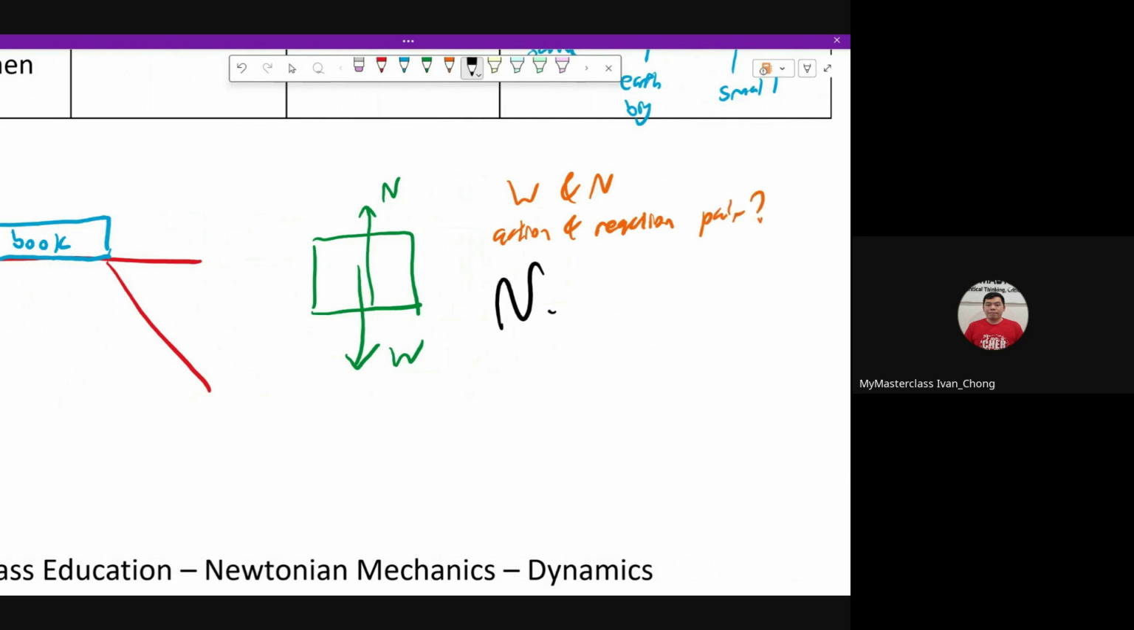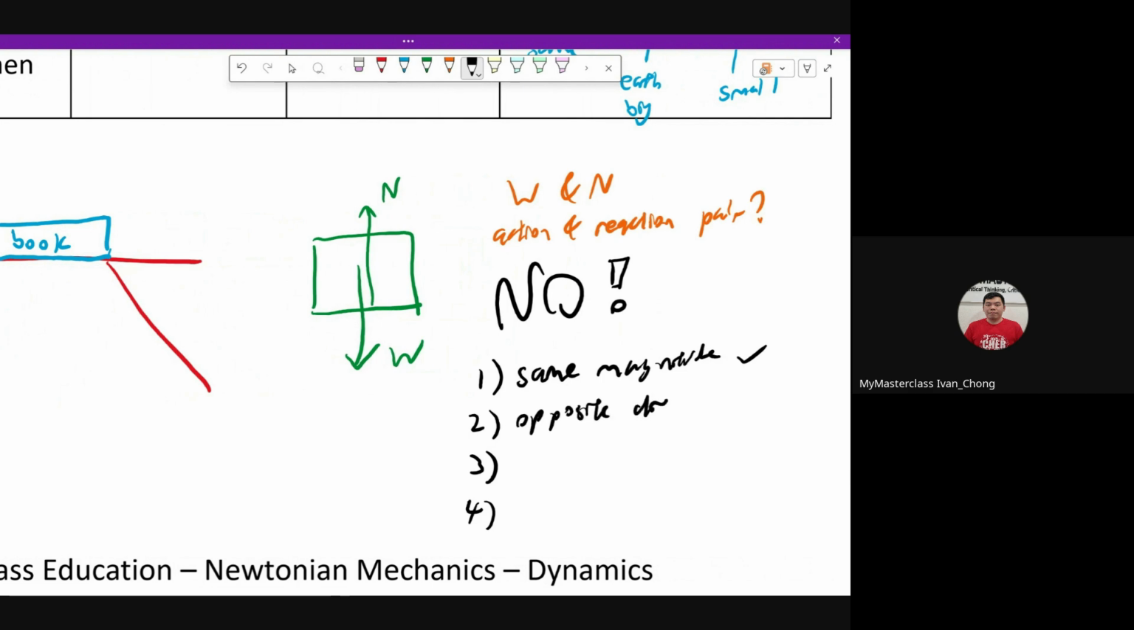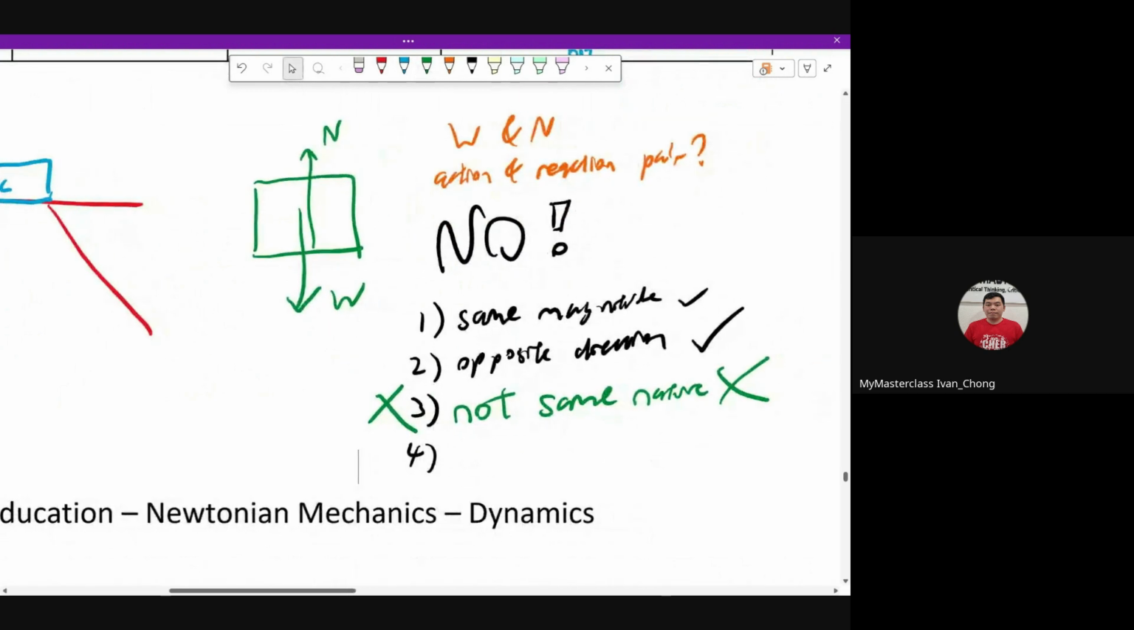Answer is no. Why? First thing, you need to ask yourself your four conditions. Yes, they have the same magnitude, which is correct. They have opposite directions, which is okay as well. But they are not the same nature or same type. So the moment you have this wrong, they are not action-reaction pairs. And furthermore, both act on the same object, which is wrong.